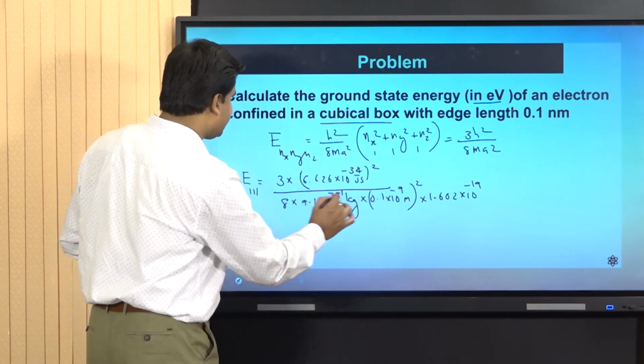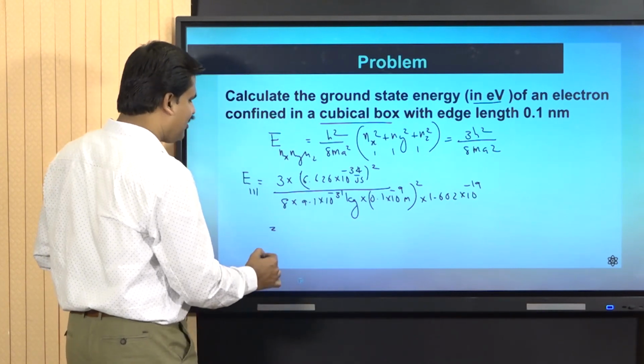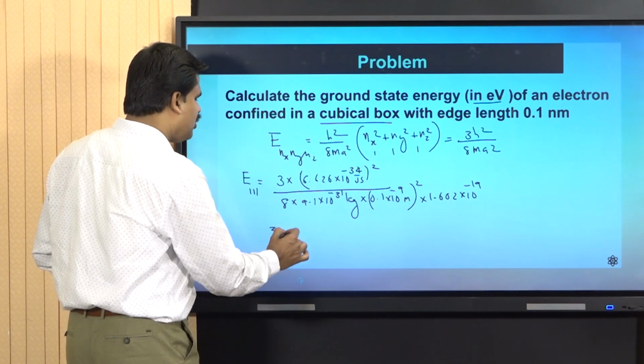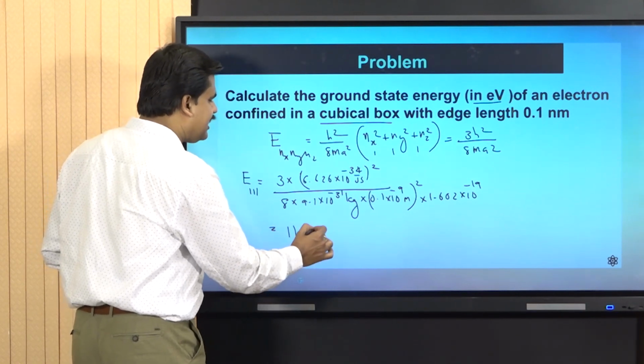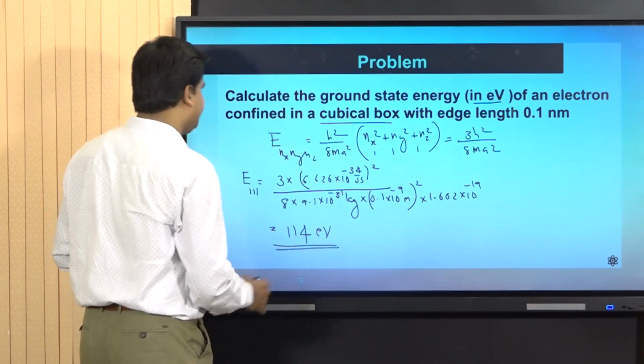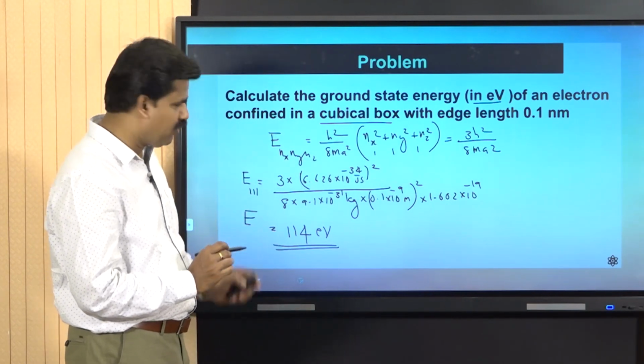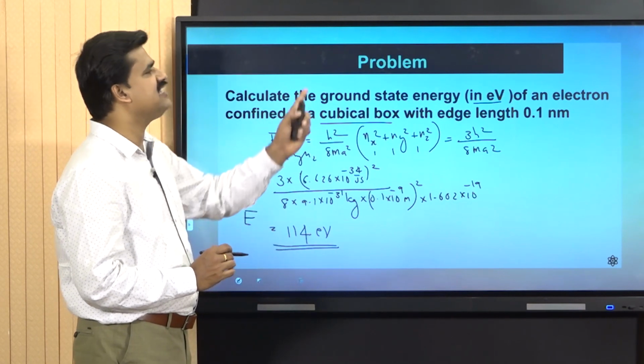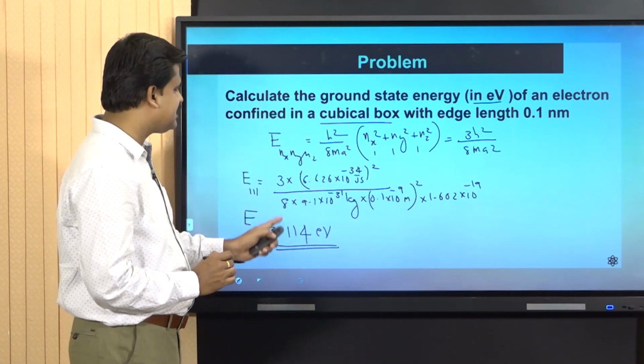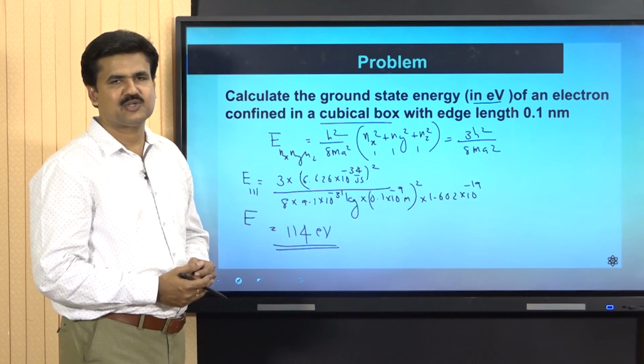On proper simplification, we get the final energy value equal to 114 electron volt. That is, the energy of a particle in a cubical box in the ground state with edge length 0.1 nanometer is equal to 114 electron volt.